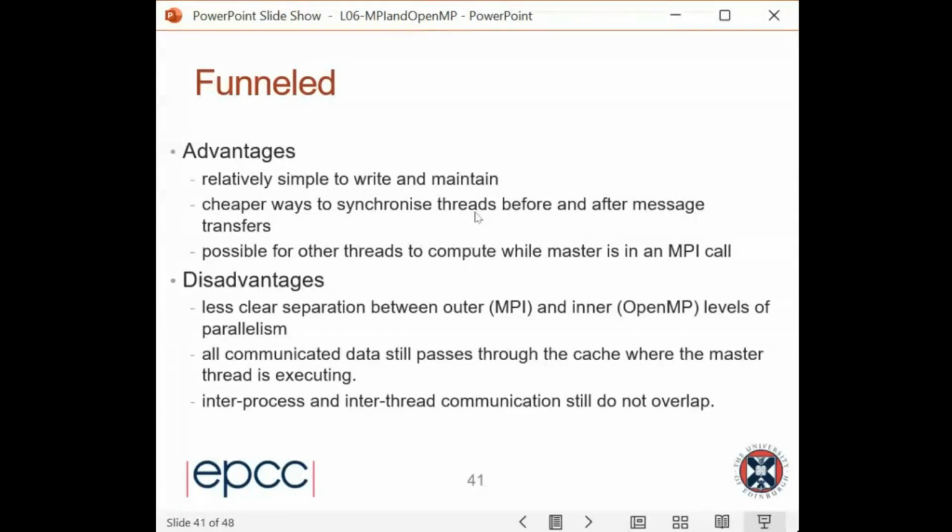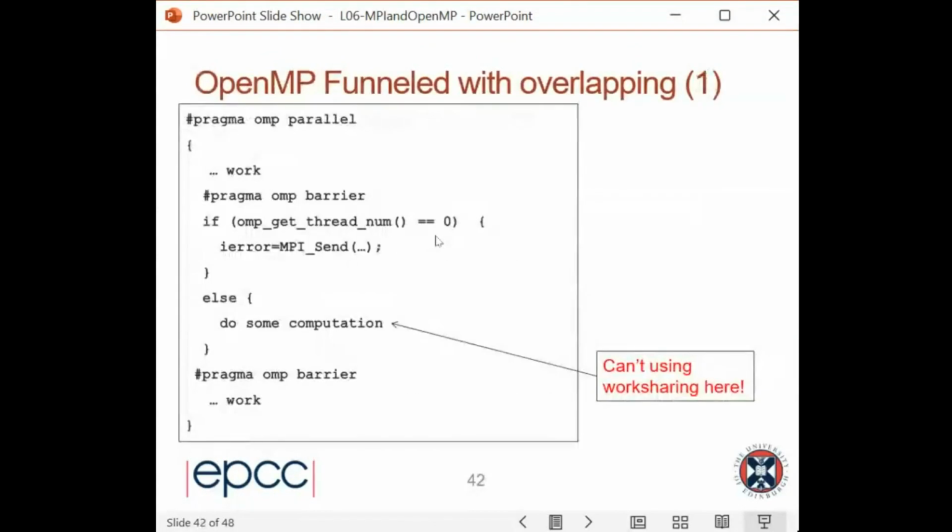However, it's more complicated. The MPI and OpenMP levels of parallelism are less clearly separated, and therefore it's more complicated to maintain and make sure you get correctness. And we still have these two issues that all the communicated data pass through the cache where the master thread is executing, and we still don't get overlapping between the two different types of communication.